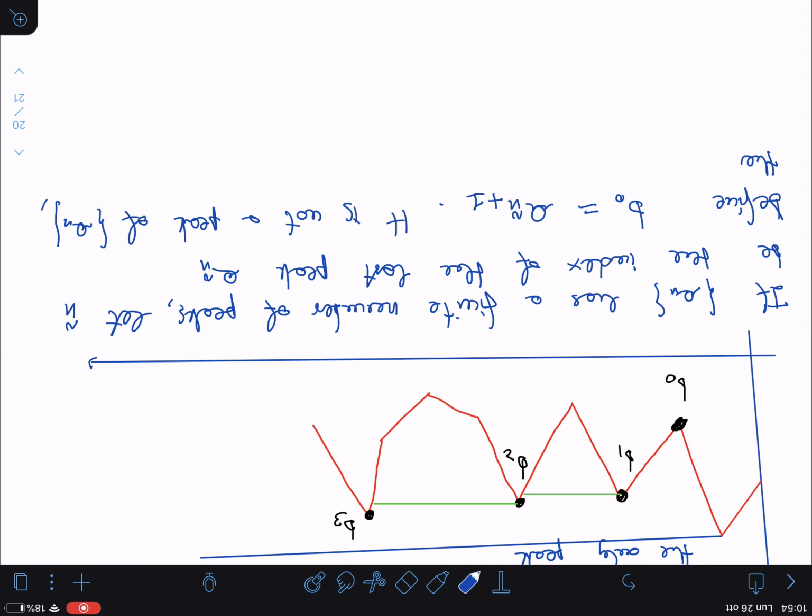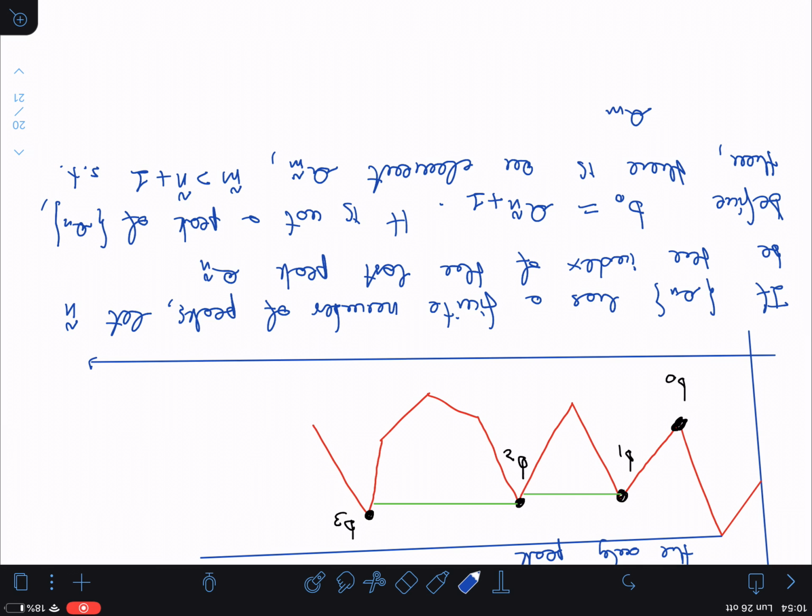Then there is an element a_m tilde with m tilde larger than n tilde plus 1, so larger than the last element, such that a_m tilde is not smaller than b_0.